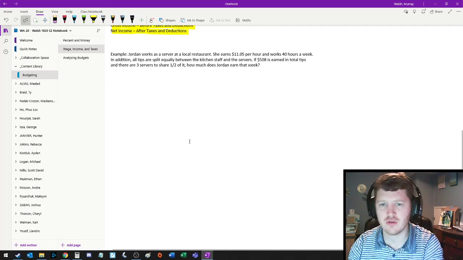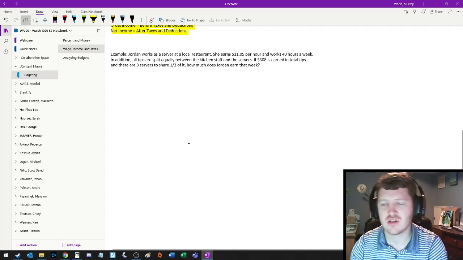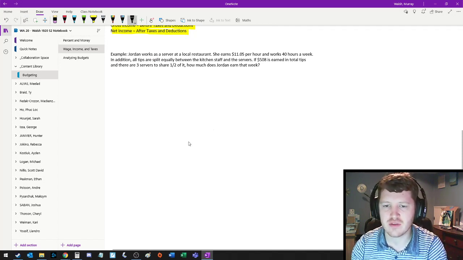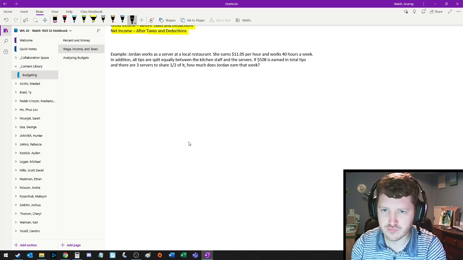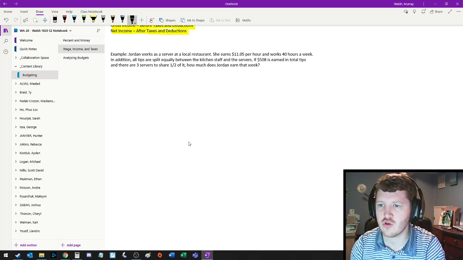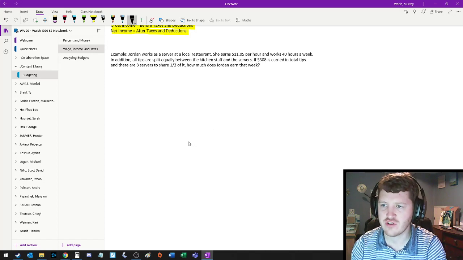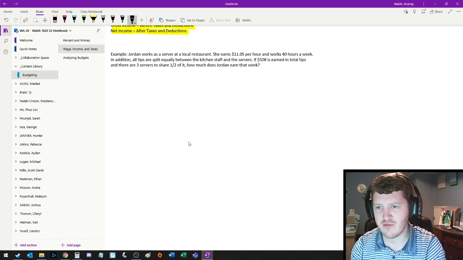Looking at one example, sometimes wages are more complicated, sometimes somebody's earnings are much more complicated. In this one, we're just going to be looking for the gross income. Jordan works as a server in a local restaurant. She earns $11.05 an hour and works 40 hours a week. In addition, all tips are split equally between the kitchen staff and the servers. If $508 is earned in total tips, and there are 3 servers to share half of it, how much does Jordan earn that week?